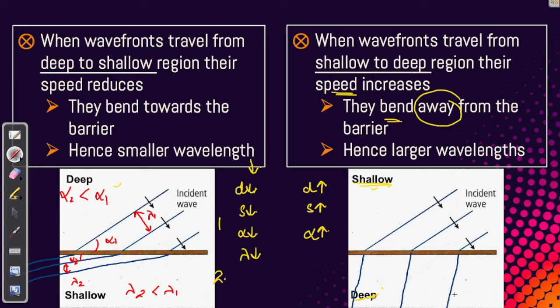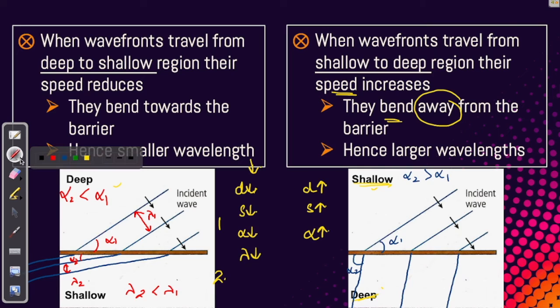Like this. These are your new wavefronts. They are bending away. How are they bending away? Let us find the angles. So this was your alpha 1. This is your alpha 2. So clearly, if you see, alpha 2 is greater than alpha 1. They are bending away from the barrier.